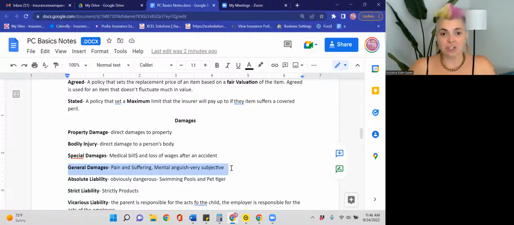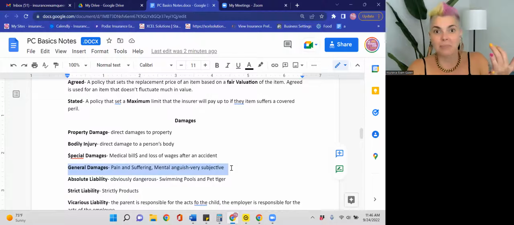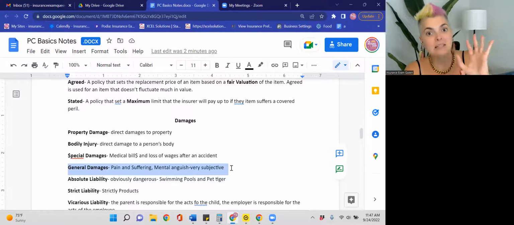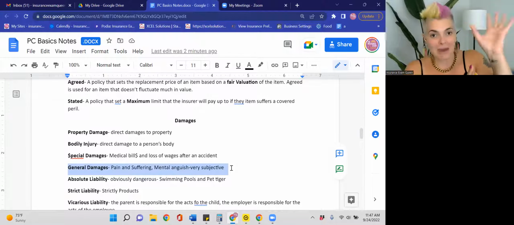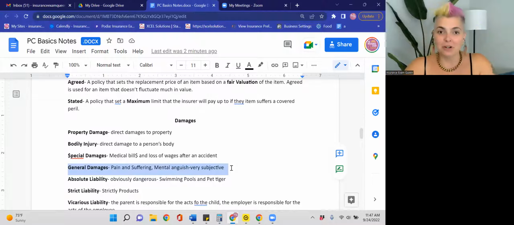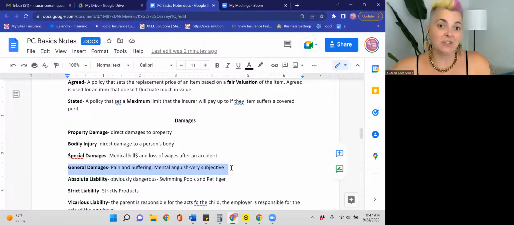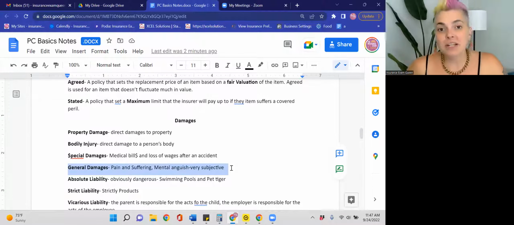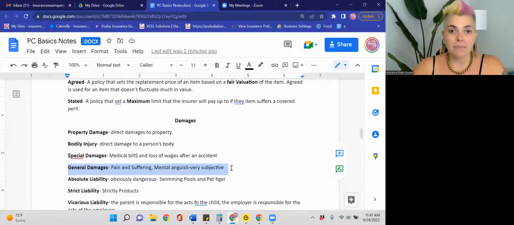That's general damages, which again seems the opposite. You would think general is the medical bill and the lost wages, but no, they call that special. Special is the medical bills. General is what a judge and jury feels is right. So when you get general damages, that usually means you've probably gone to court. You've probably sued that person for pain and mental anguish.